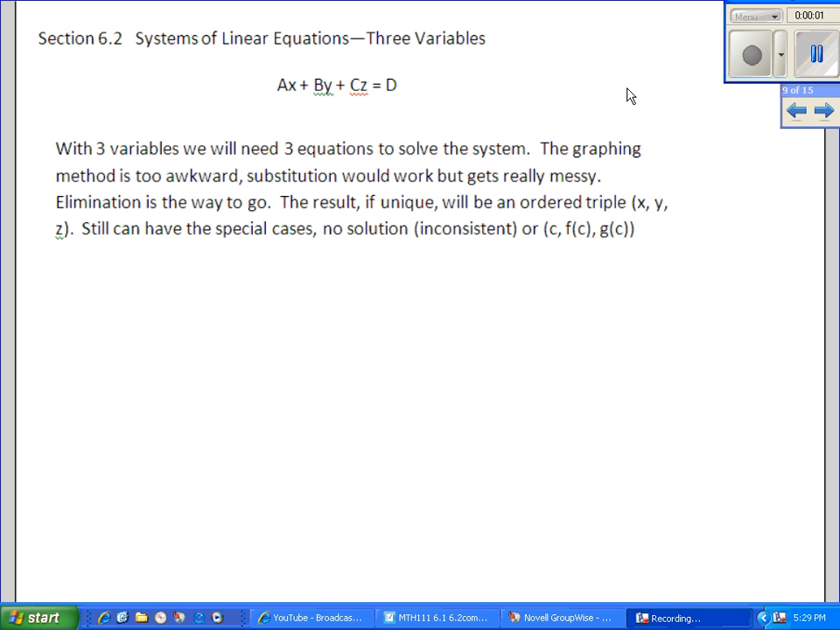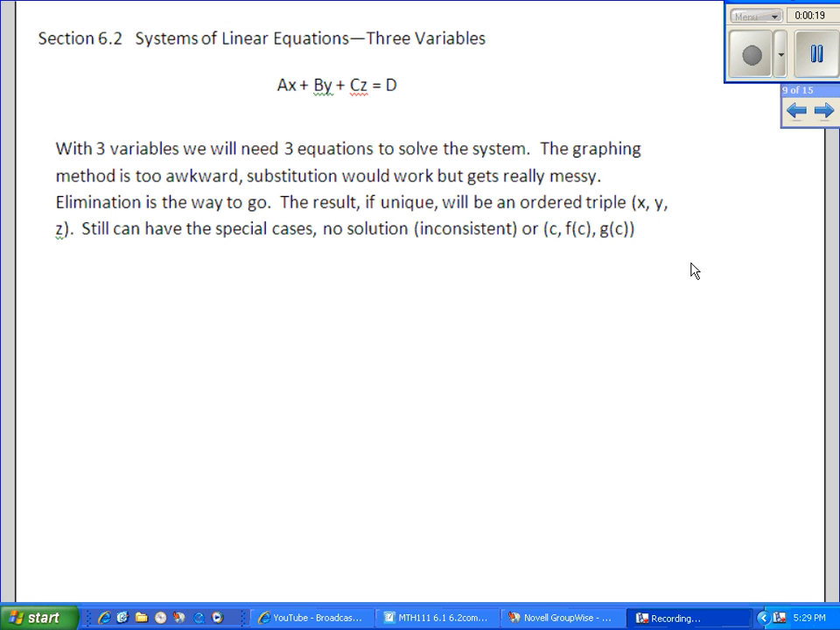Okay, when we have three variables, things get really big and messy. So if we have three variables, we're going to need three equations to solve the system. The graphing method is too awkward. Trust me, you don't want to graph in 3 dimensions. Substitution would work, but it gets really messy. Elimination's the way to go.